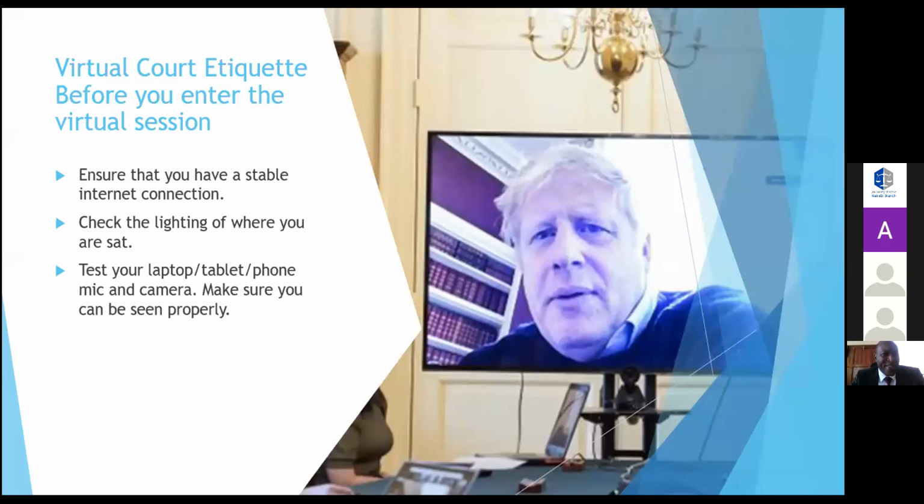Now, before you enter the virtual court, ensure that you have a very stable internet connection so that we do not lose you. You are not lost from your colleagues as well as the court. Check the lighting to ensure that you are visible and you can see. Test your laptop, tablet, phone, mic, and camera to make sure that you can be seen properly.